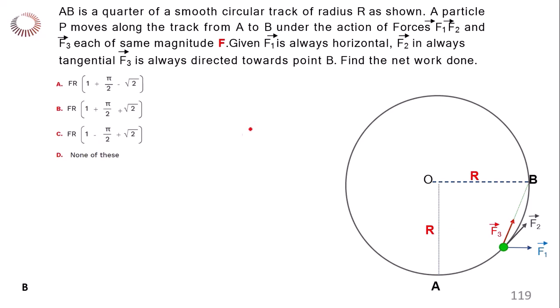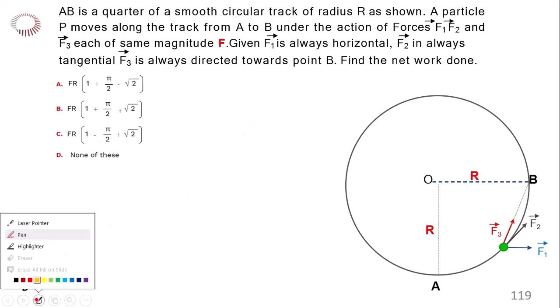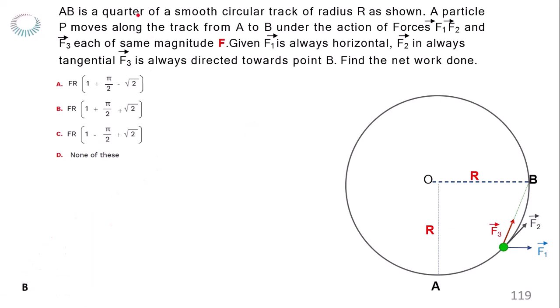Now, in this situation, there are three different forces acting. AB is a quarter of a smooth circular track, starting from point A to point B. A particle P moves along the track from A to B under the action of three different forces F1, F2 and F3, each of the same magnitude F.